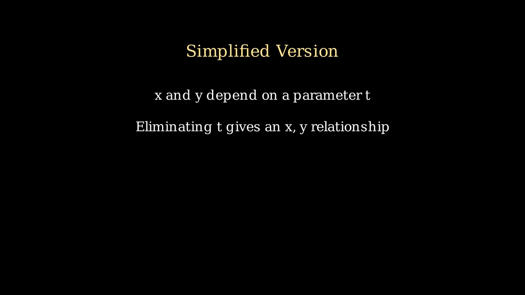Here is the simplified version. x and y both depend on a parameter t instead of on each other. Eliminating t gives you back a direct x-y relationship, and the gradient is always dy by dt, divided by dx by dt, thanks to the chain rule.